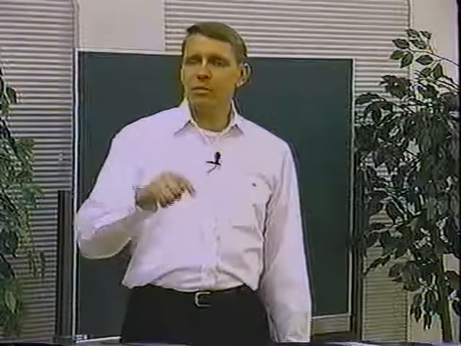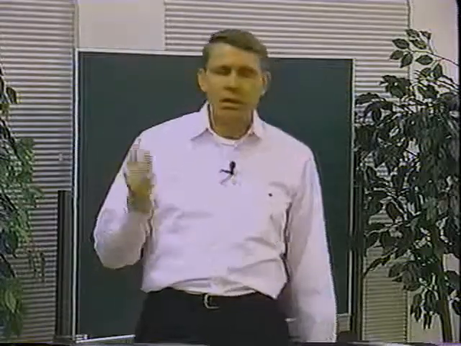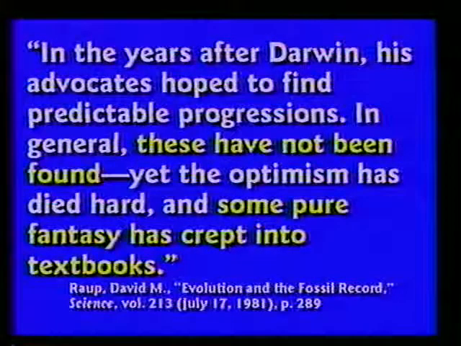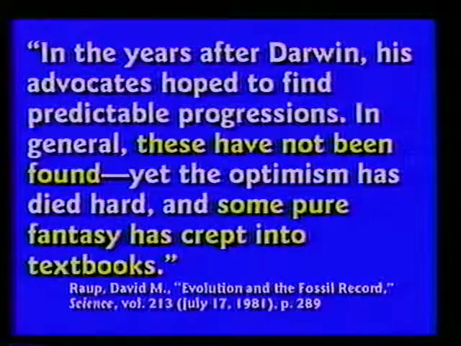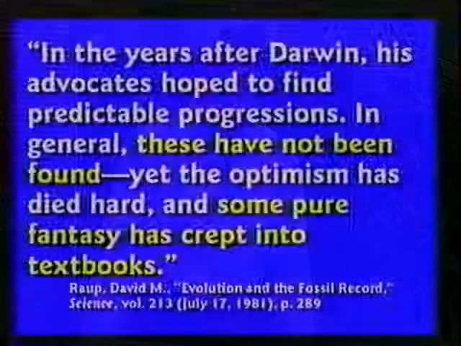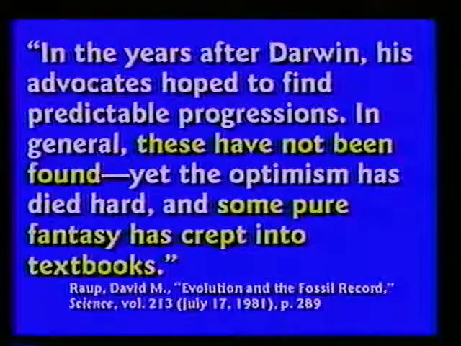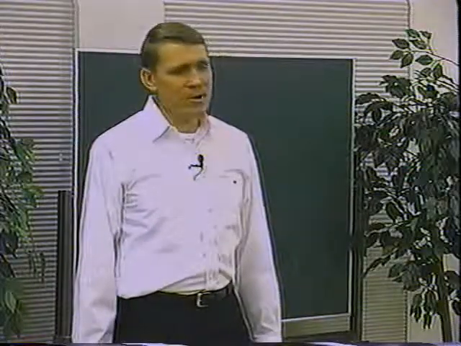Okay, David Ropp, who works at the American Museum of Natural History in New York City, he's one of the guys at the museum, and he's a strong believer in evolution. He said, in the years after Darwin, his advocates, the people that promote him, hoped to find predictable progressions. By that, sequencing from apes to humans. Slightly bigger, slightly bigger, slightly bigger. In general, these have not been found, yet the optimism has died hard, and some pure fantasy has crept into textbooks. Oh, you're kidding. Fantasy in our textbooks? Yes, there's fantasy in the textbooks. They dig up these fossils. Look, you don't know that it had any kids. And you sure don't know that it had different kids.